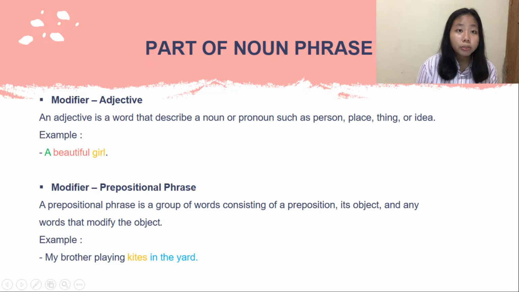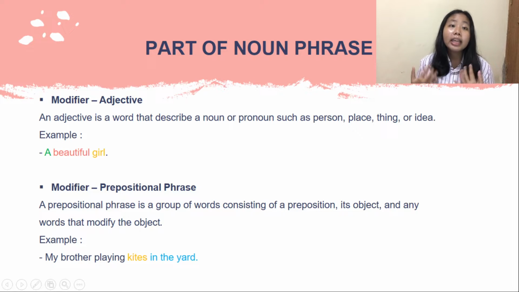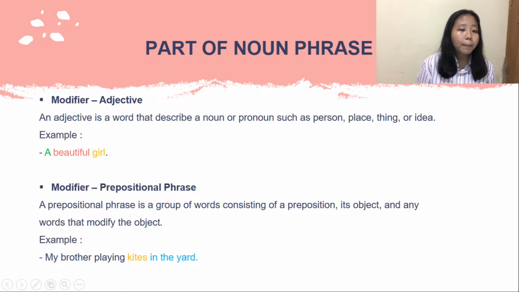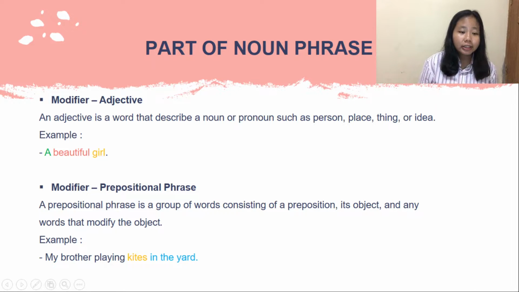Well, the fourth part of noun phrase is modifier prepositional phrase. A prepositional phrase is a group of words consisting of a preposition, its object, and any words that modify the object. The example of prepositional phrase is: my brother is playing kites in the yard. The green words "in the yard" stand as a prepositional phrase.